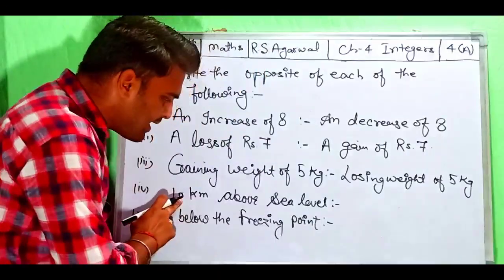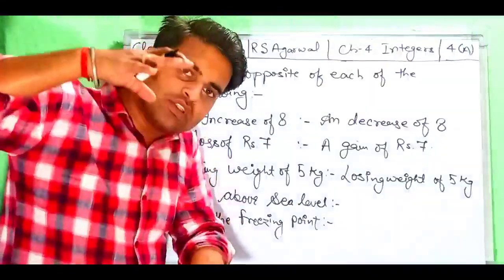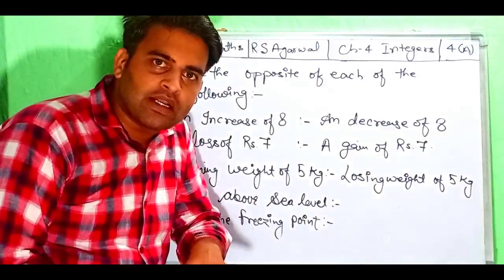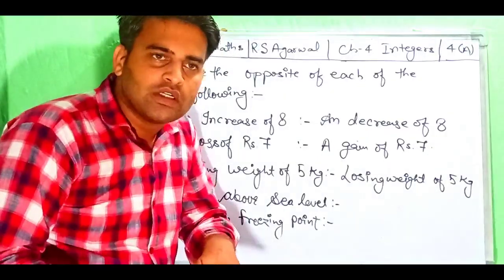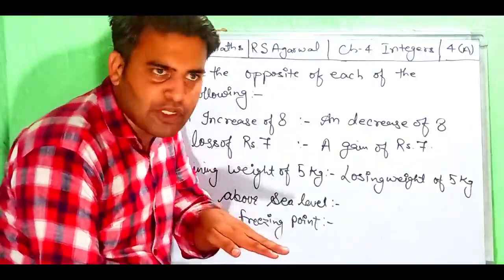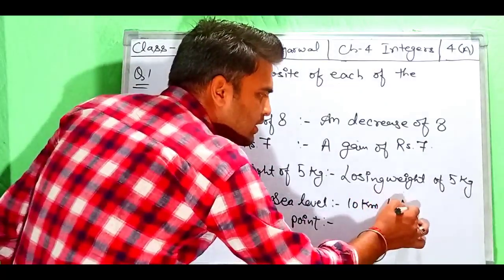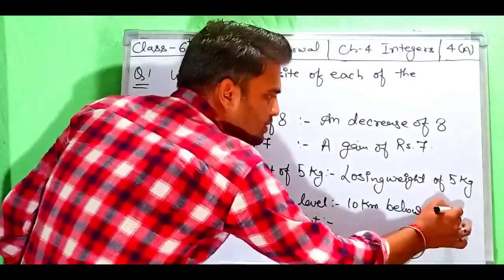Look at the next question. 10 km above sea level. We are above the sea level by 10 km. Then what is the opposite? What is the question? Above. The opposite of above is below. Then that is the answer: 10 km below the sea level.